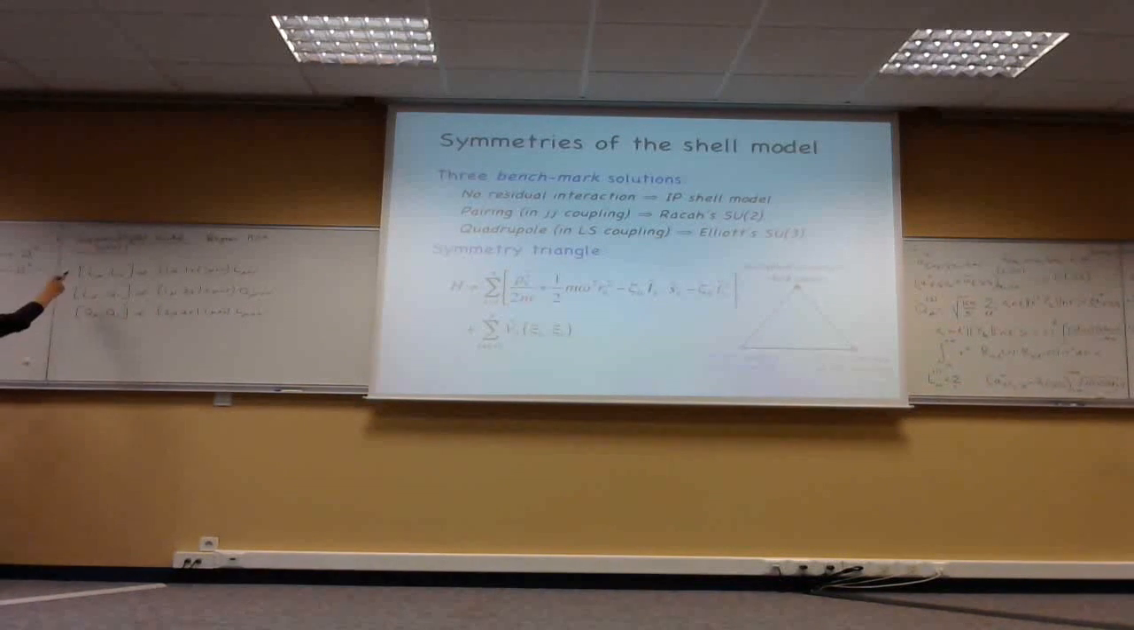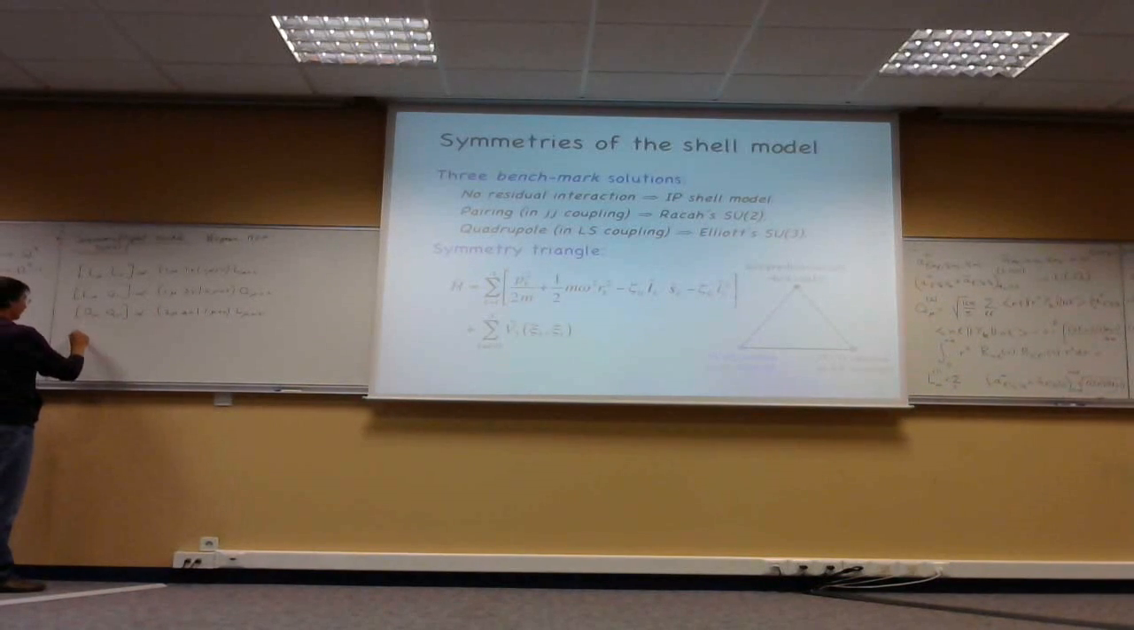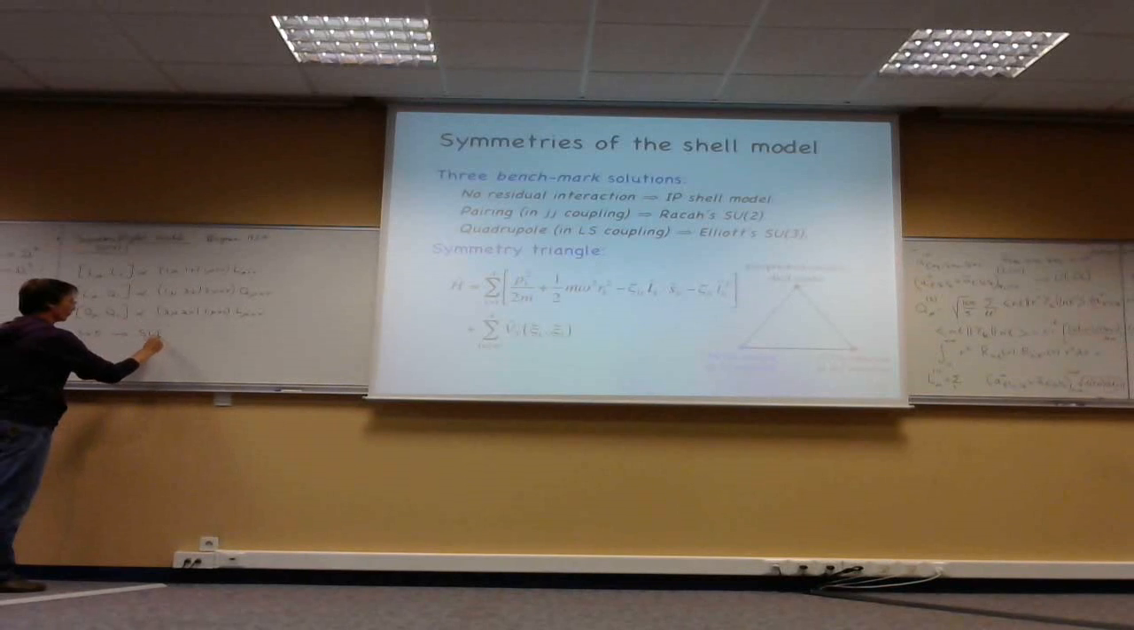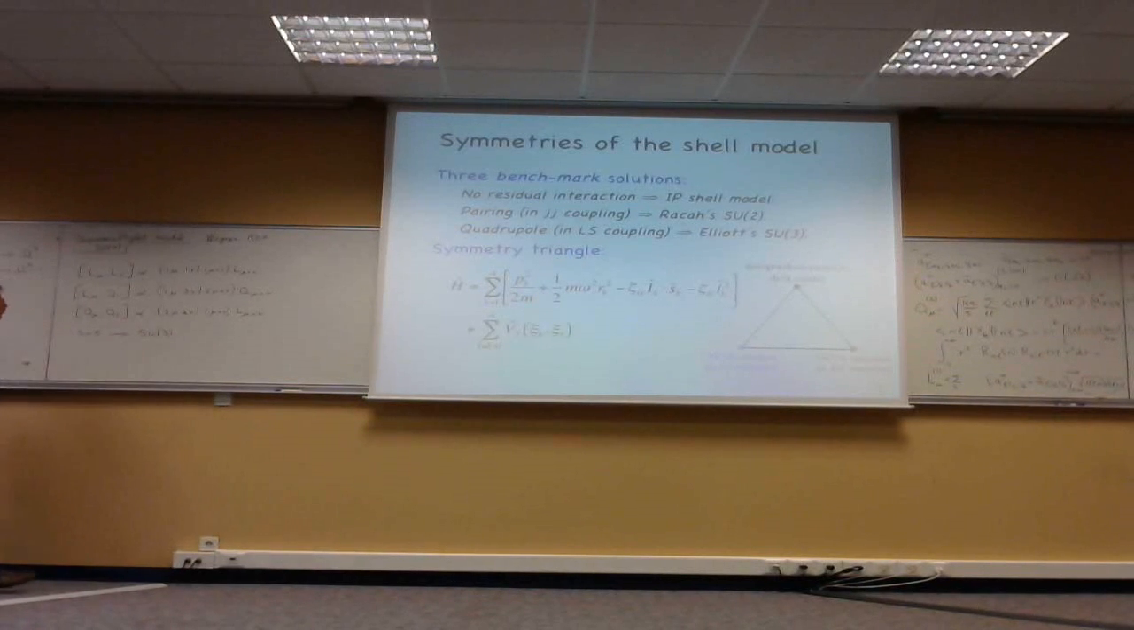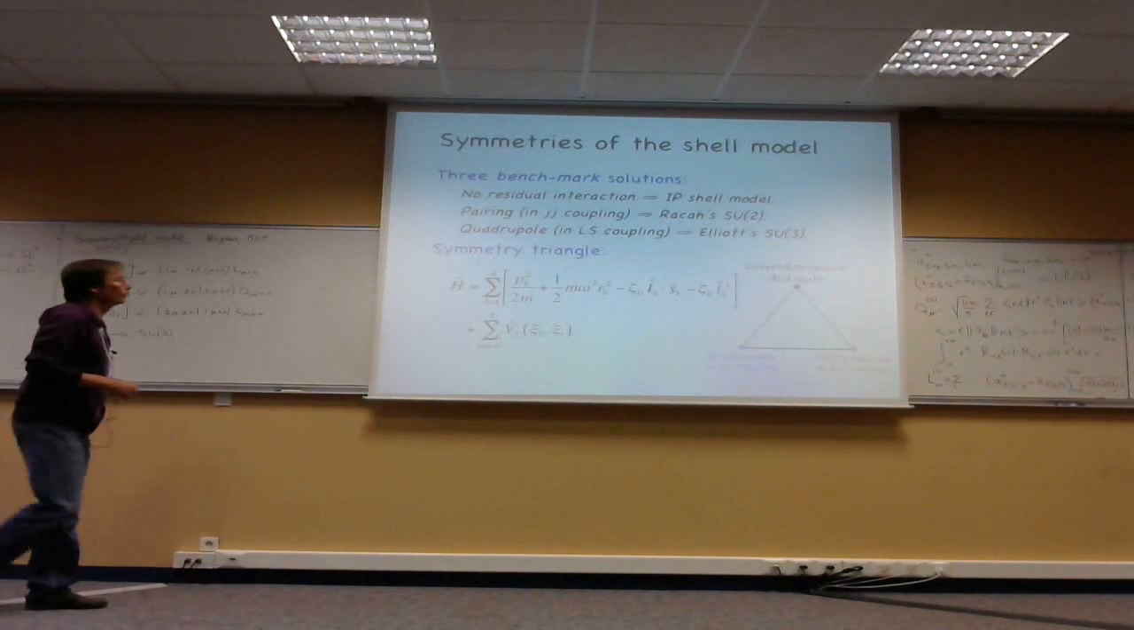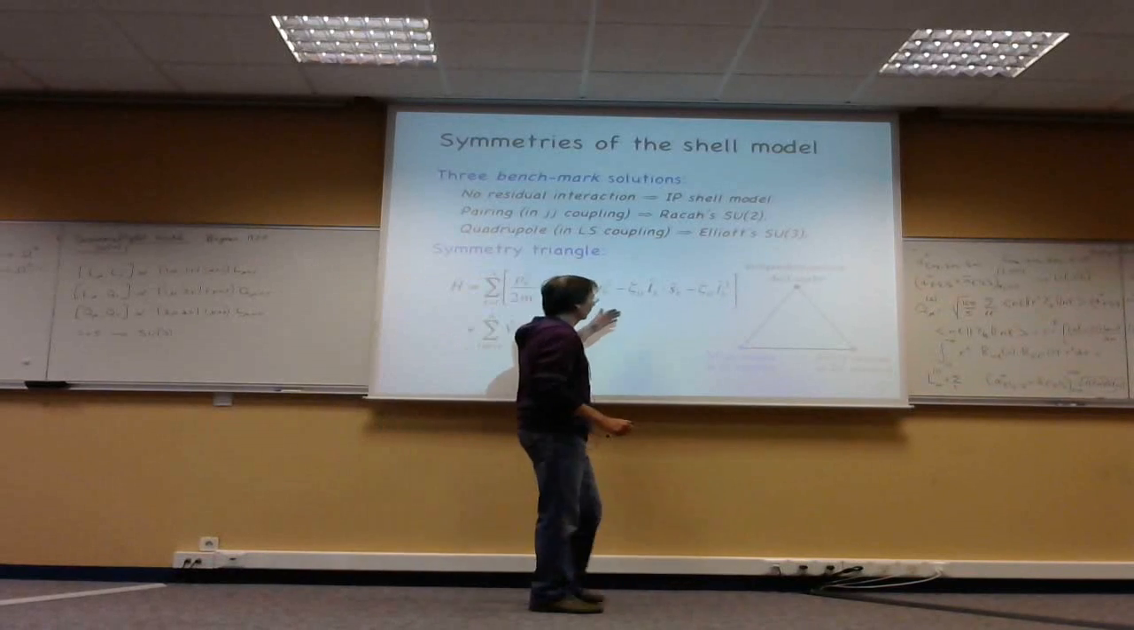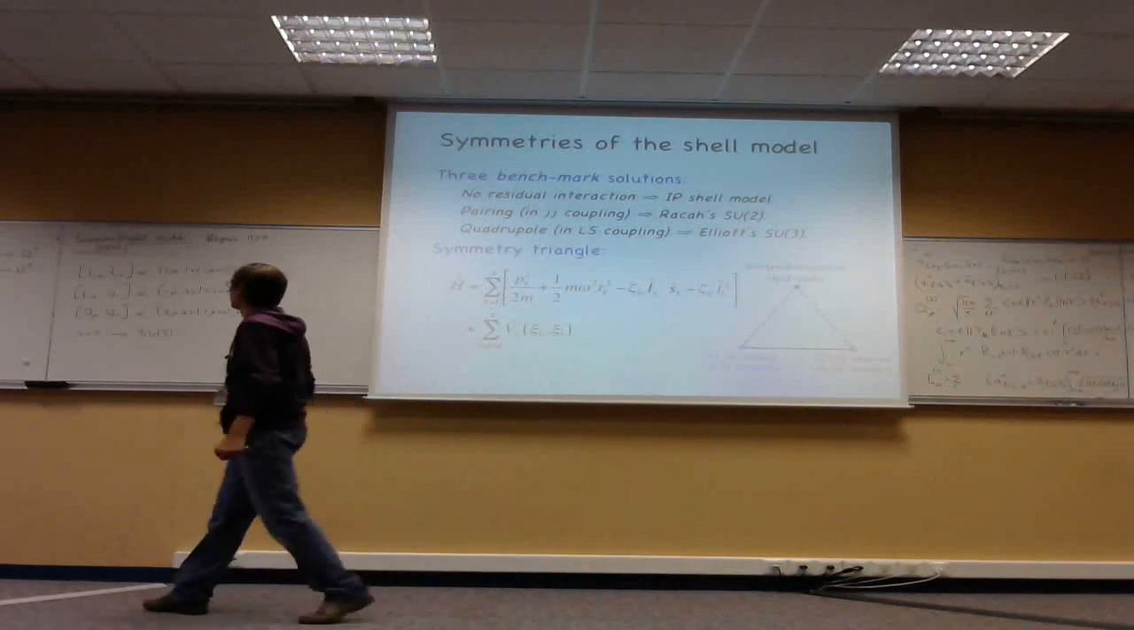So the thing closes, so you have 3 plus 5 generators, and so it generates the group SU3. You could add another one, which is the number operator, then you would get U3. Okay, then you have 9 operators. And so now you get back to the same idea.